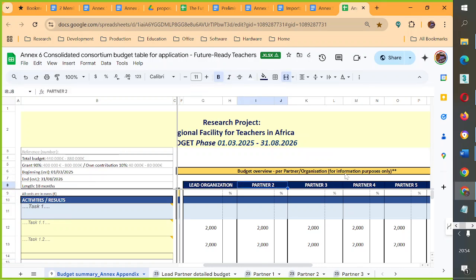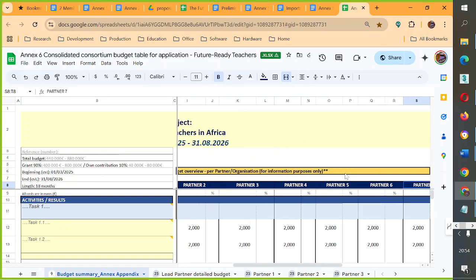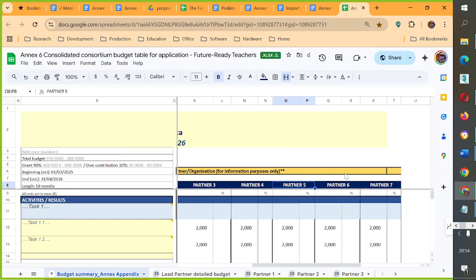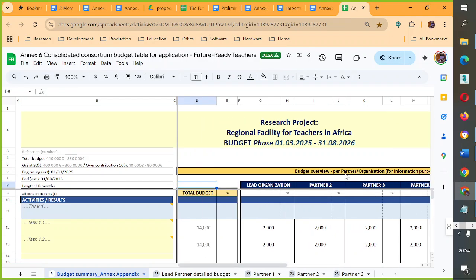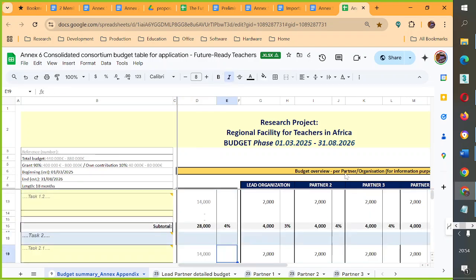These are the partners. They also expect, I don't know to what extent they expect the partners to be equally weighted, but you can see here that there are different columns for each partner. The lead organization is here. This is a discussion we will have. So it's broken down that way. And then these tasks are spread across all of us.